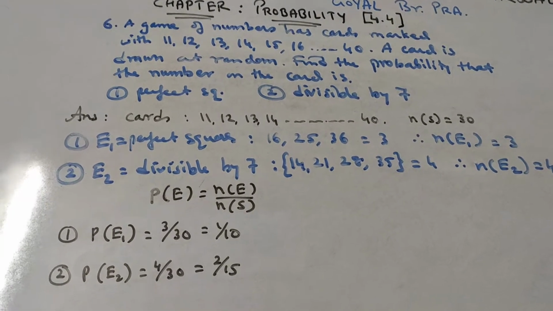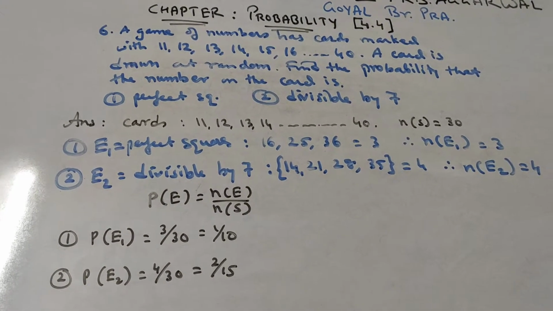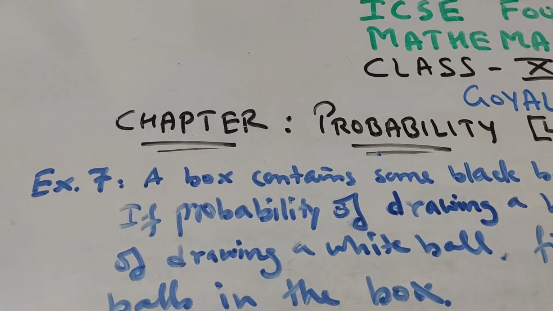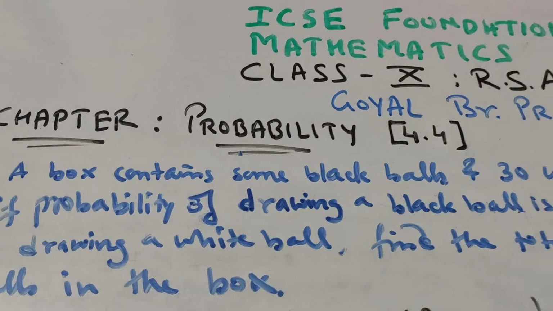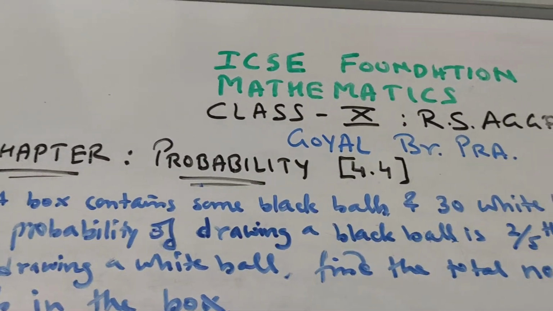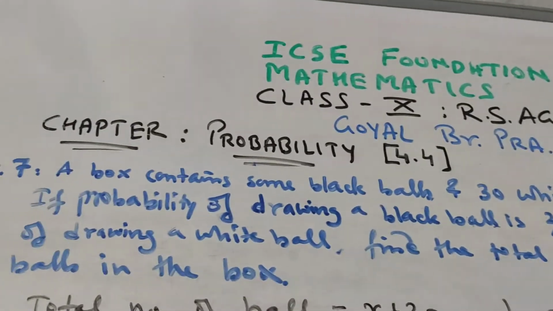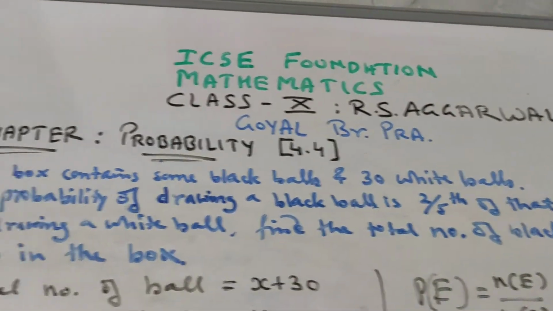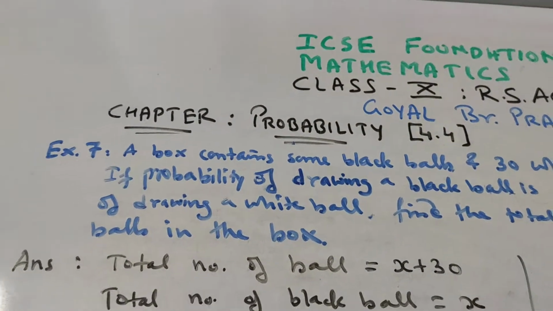I hope you understood. Let us go for example number 7. A box contains some black balls and 30 white balls. If the probability of drawing a black ball is 2/5 of that of drawing a white ball, find the total number of black balls in the box.